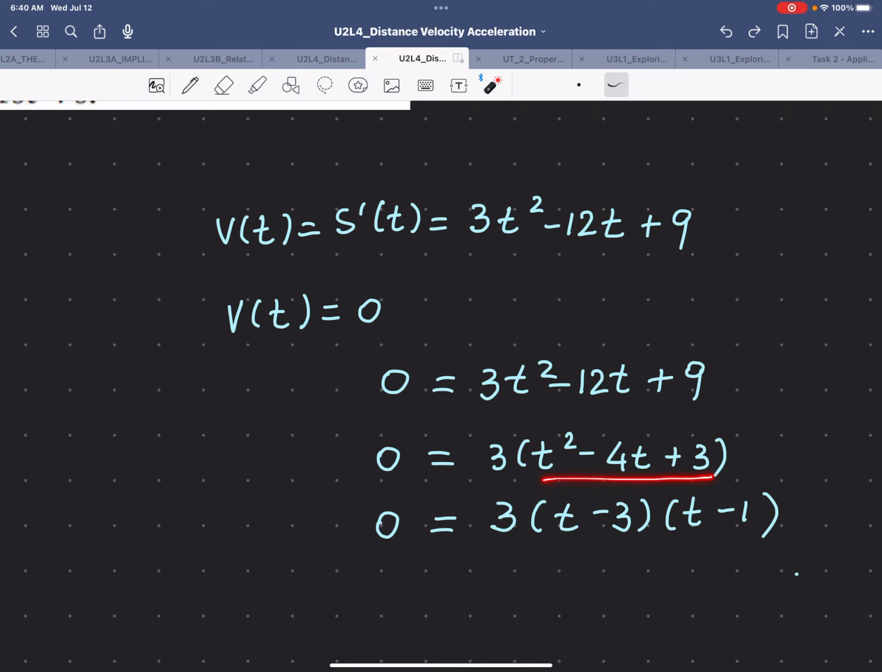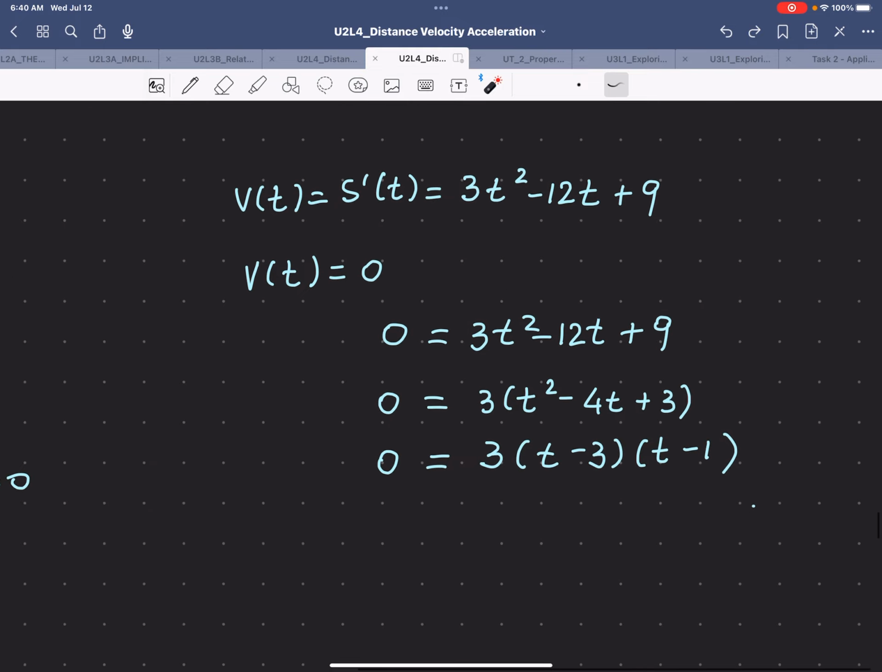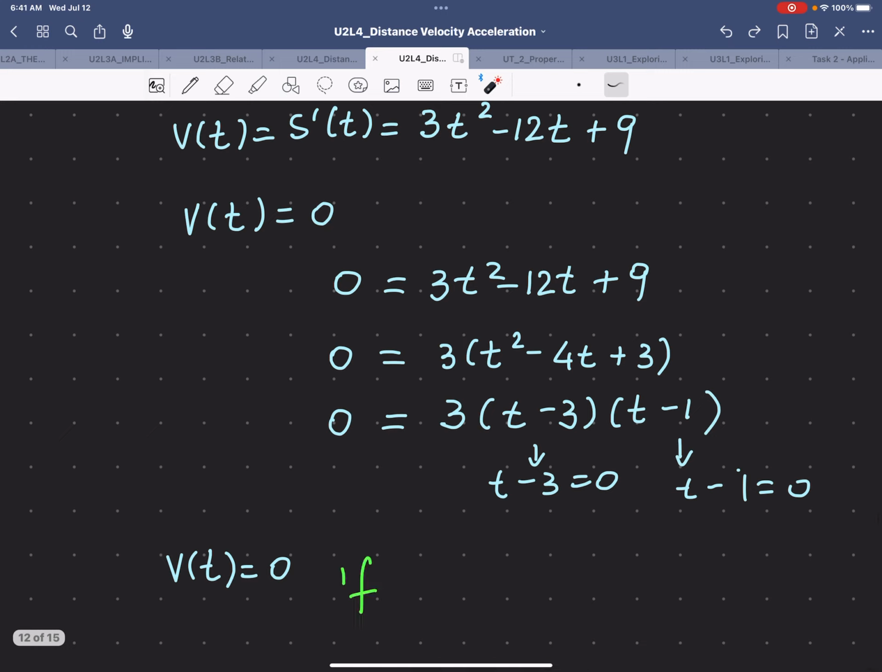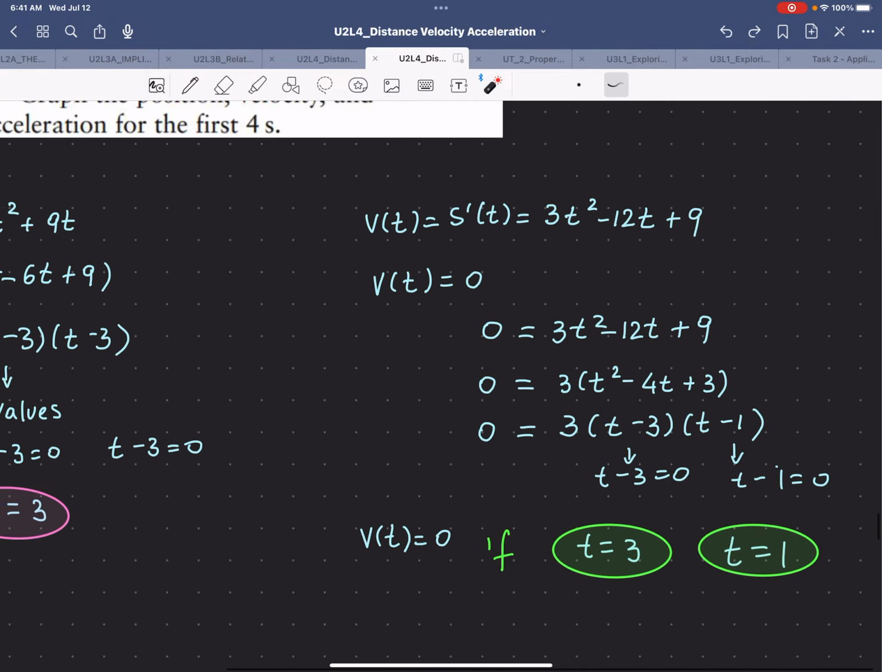This is very straightforward quadratic polynomial factoring. So the key values for the velocity function are found by making each factor equal to 0. So we're going to say that either t minus 3 equals 0 or t minus 1 equals 0 for this product to become 0. So therefore, we're going to say that v(t) would equal 0 if t equals 3 or t equals 1.